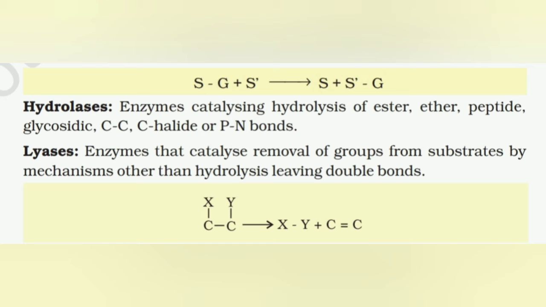Next is hydrolases, enzyme catalyzing hydrolysis of ester bond, ether bond, peptide bond, glycosidic bond, carbon-carbon bond, carbon halide, or phosphorus-nitrogen bonds. Lyases, enzymes that catalyze removal of group from substrates by mechanism other than hydrolysis, leaving a double bond in between, are called lyases. Example is given: if X group is attached to one carbon and Y to the next carbon, then XY are removed, leaving double bond between the carbon atoms.